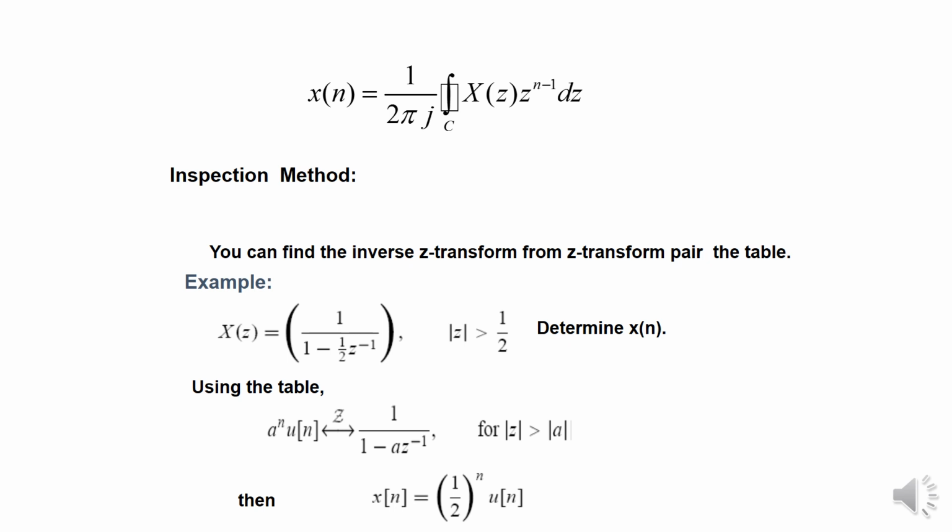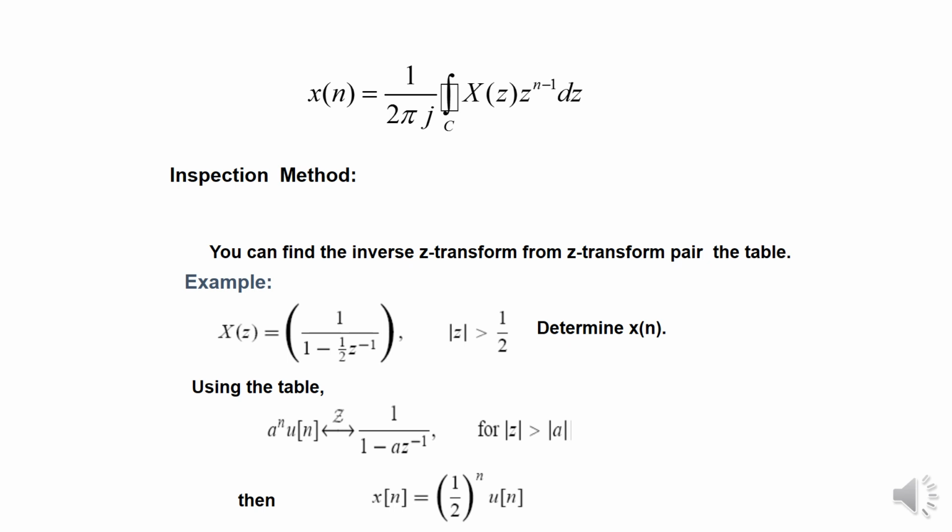So the Z transform of a^n u[n] is equal to 1 over 1 minus a z^-1. That means the inverse Z transform of 1 over 1 minus a z^-1 is equal to a^n u[n] for the region of convergence where the magnitude of z is larger than a, right?